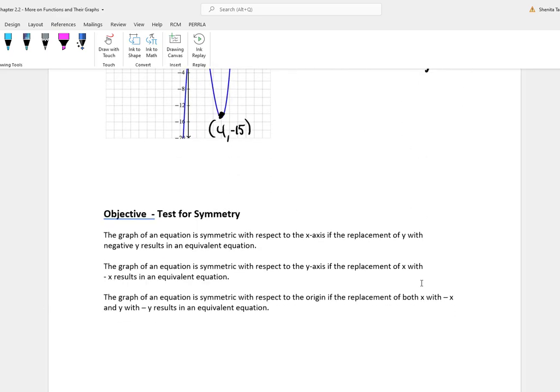Alright, next we're going to talk about the test for symmetry. The graph of an equation is symmetric with respect to the x-axis if replacement of y with negative y results in an equivalent equation. It's symmetric about the y-axis if you replace the x with negative x and you get an equivalent equation. And it's symmetric about the origin if you replace x with negative x and y with negative y and you get an equivalent equation.